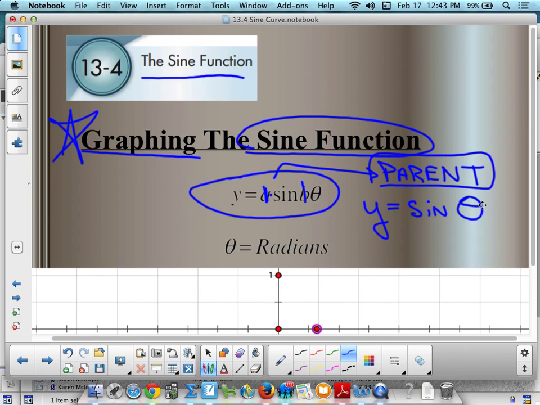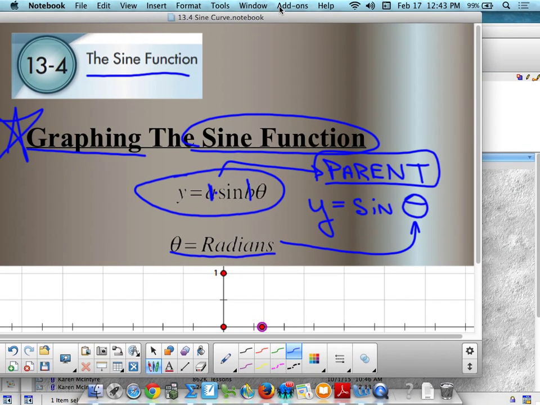Now, what does this say right here? Theta will be in what? Don't think degrees. Think what? Radians. So you put radians in is what you do.